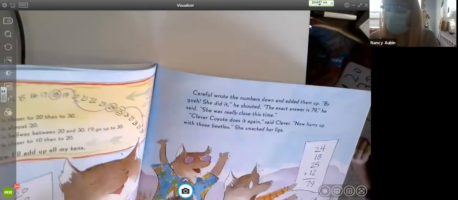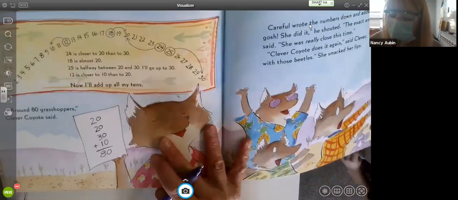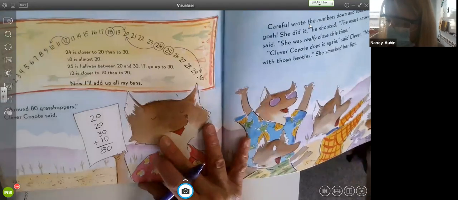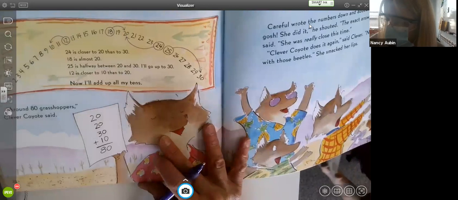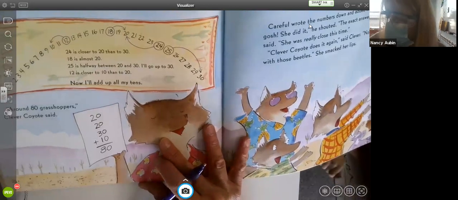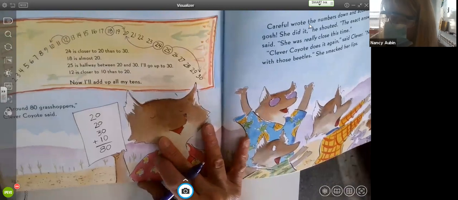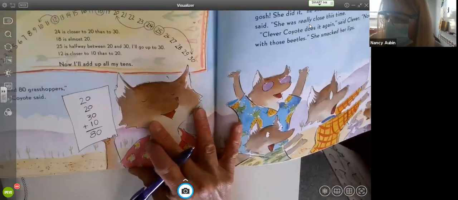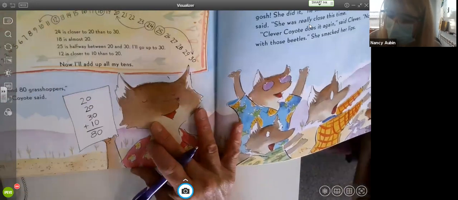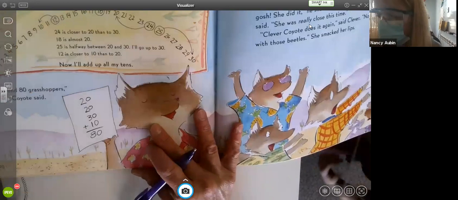All right, here we go. See if you agree. 24 is closer to 20 than to 30. 18 is almost 20. 25 is halfway between 20 and 30. I'll go up to 30. 12 is closer to 10 than to 20. Now I'll add up all my 10s. 20 plus 20 plus 30 plus 10. Around 80 grasshoppers, Clever Coyote said.